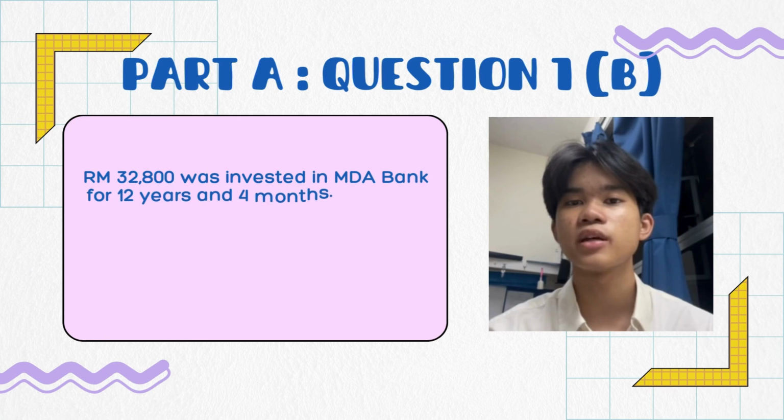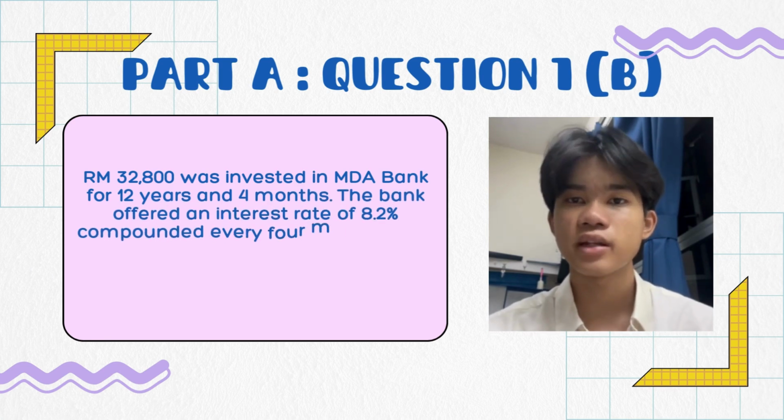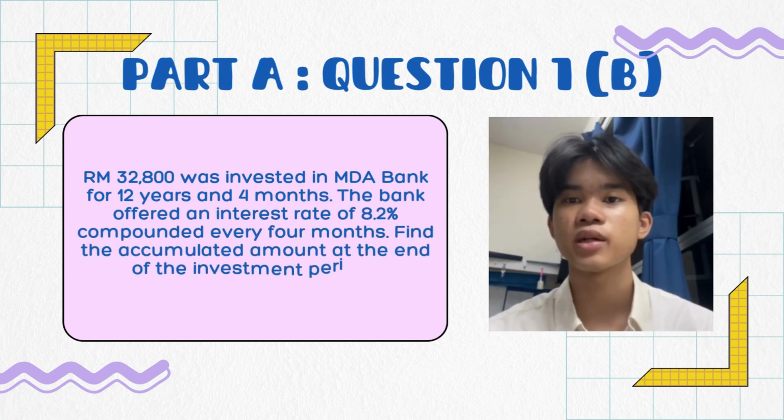RM32,800 was invested in MDA Bank for 12 years and 4 months. The bank offered an interest rate of 8.2%, compounded every 4 months. Find the accumulated amount at the end of the investment period.